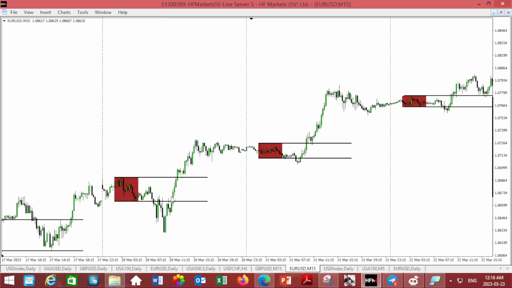You can see, what did price do on these days? Price opened, traded below the Asian range, went above it, retested it and bought. Why is it trading below? It trades below the Asian range to take out the sell side liquidity, which is resting below this range.